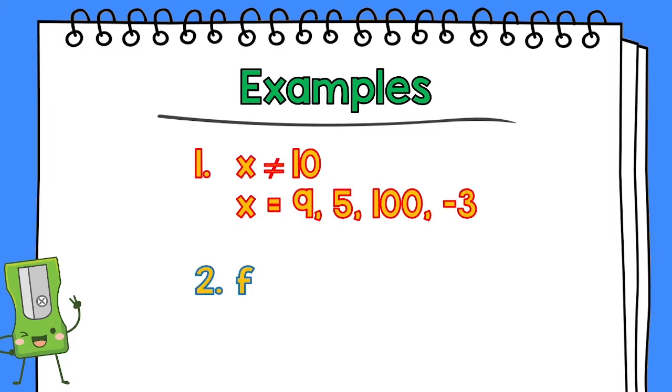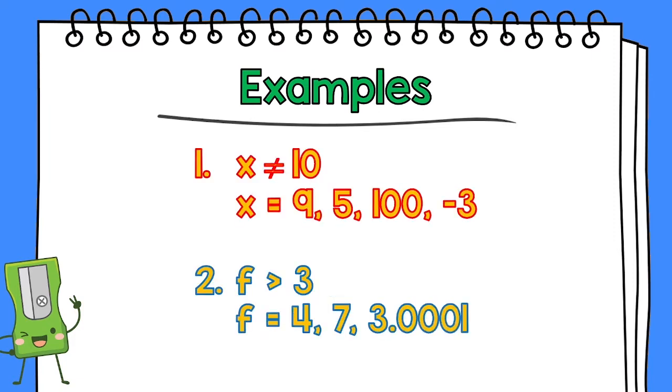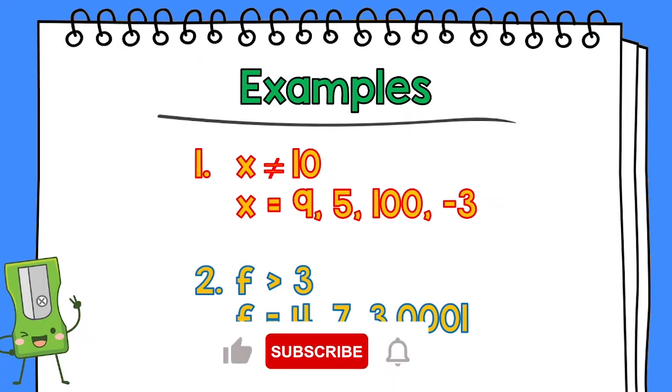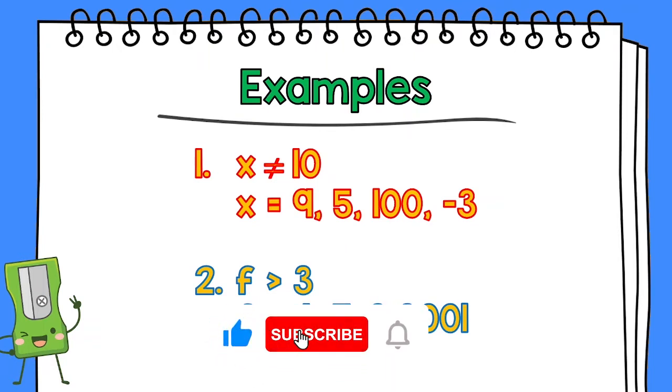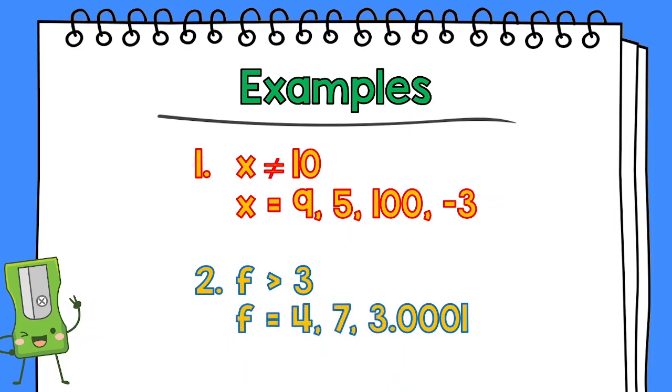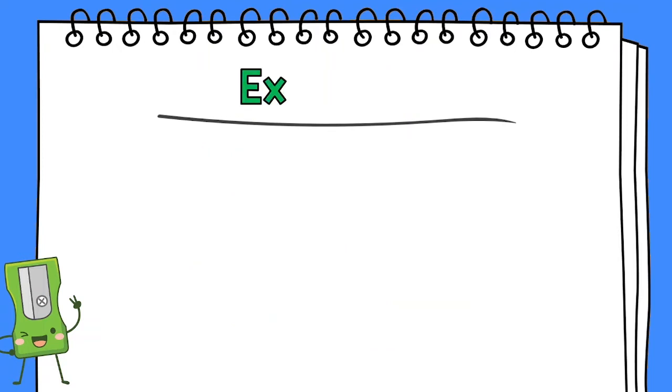x is not equal to 10, so x can be any number which is not equal to 10. It can be 9, 5, 100, negative 3, right? It can be any number which is simply not equal to 10. Now we have the next example, which is f is greater than 3. So f can be any number which is greater than 3. It can be 4, 7, or it can even be 3.0001.